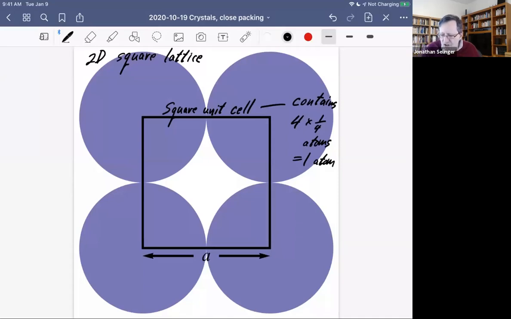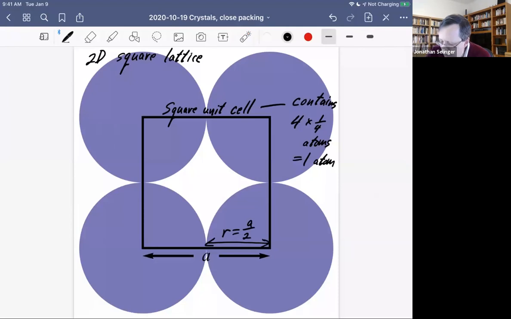Okay, and then if we say that the spacing from center to center, that is this point to this point, is some distance a, then the radius of each atom is a over 2.